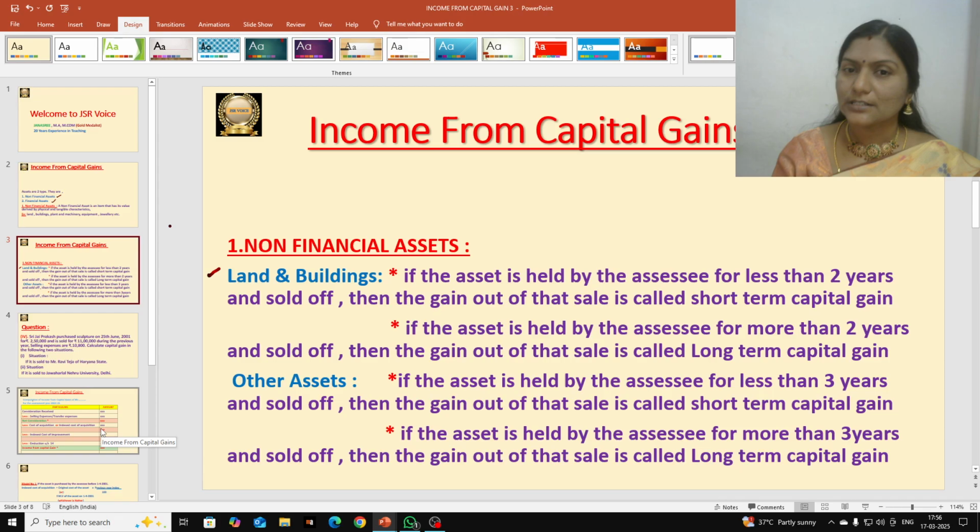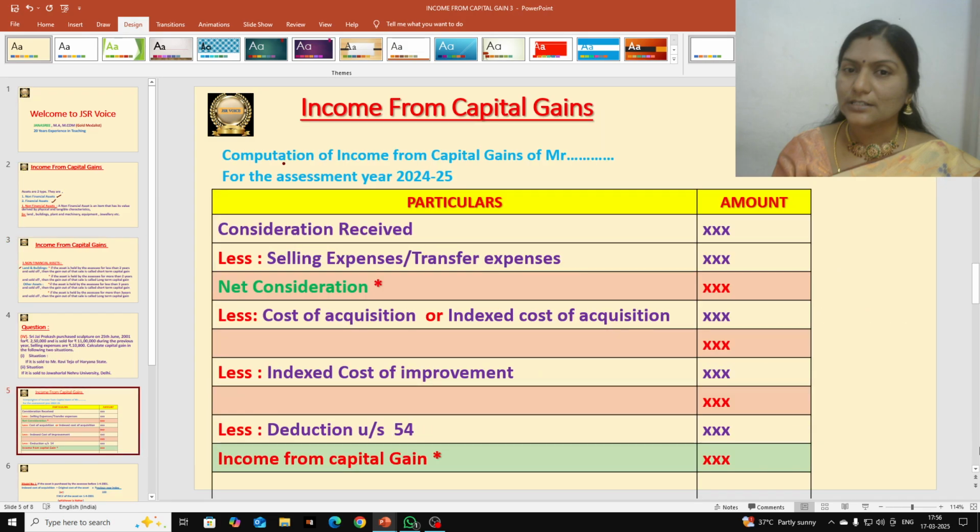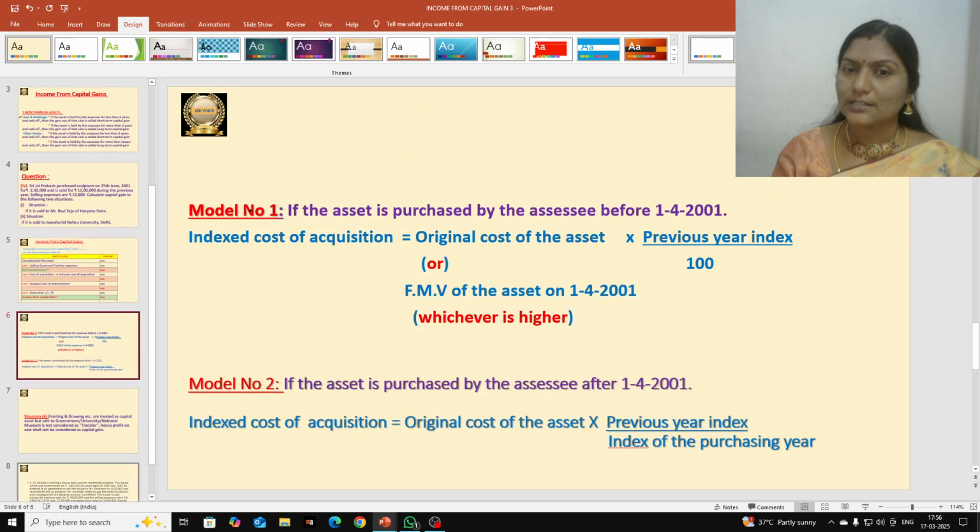What is the format we are going to follow for calculation of income from capital gain? This is the format we will follow one by one. You can have a look here. For calculation of indexed cost of acquisition, we are going to use the model 1 and model 2 formulas. Two models are there. We will use these formulas for calculation of indexed cost of acquisition. This is the introduction part that everyone must know before doing the solution.